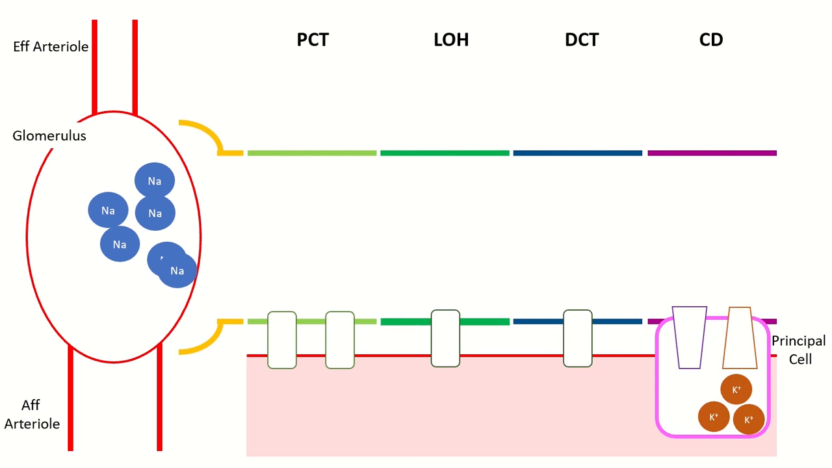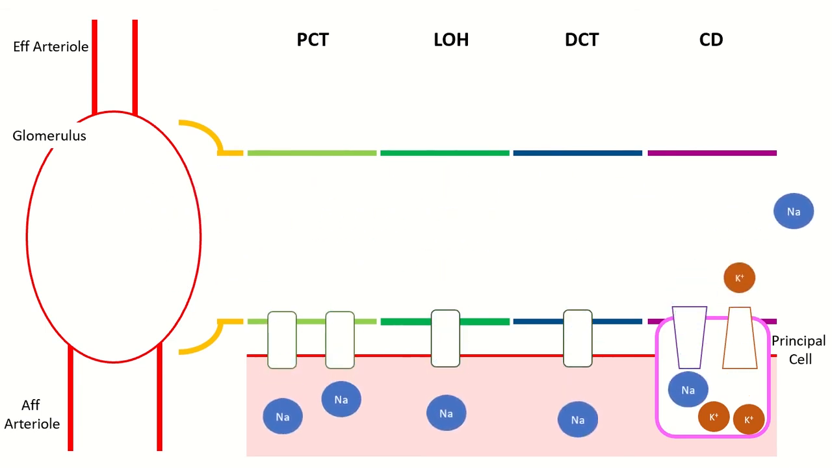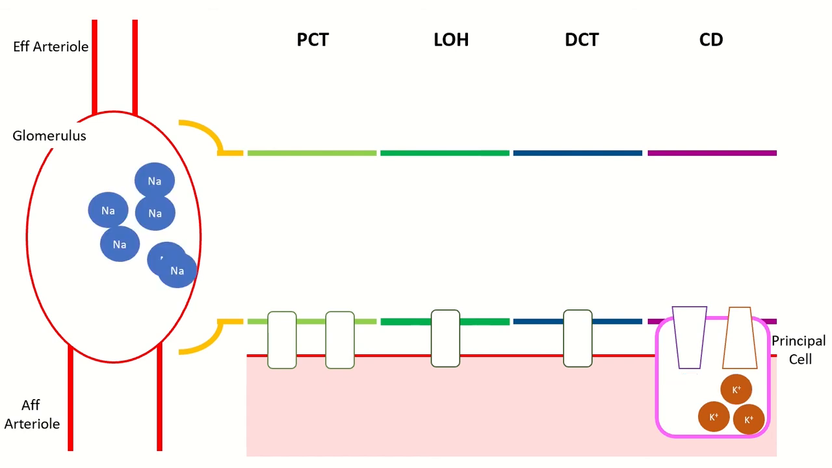Here we have sodium traveling from the glomerulus through the tubule from left to right, with sodium being reabsorbed at each segment of the tubule. Interestingly enough, each segment of the tubule does not reabsorb the same amount of sodium. The proximal convoluted tubule reabsorbs the most, 65 to 80%, while the collecting duct reabsorbs the least, only 2 to 5% of the sodium. So let's say at the loop of Henle the sodium channel is blocked.